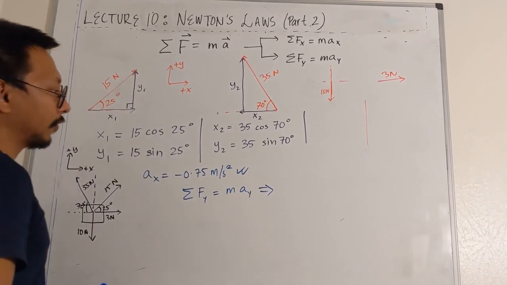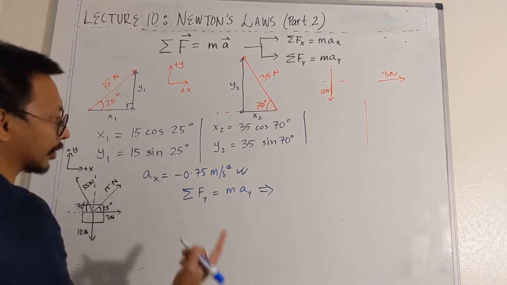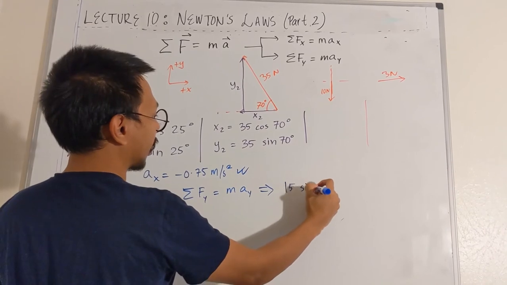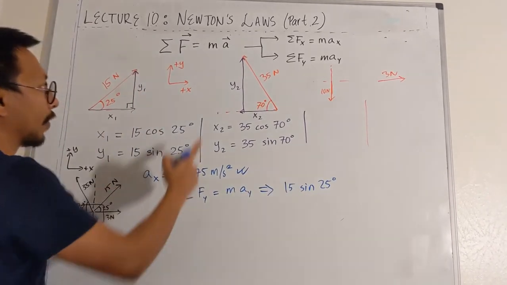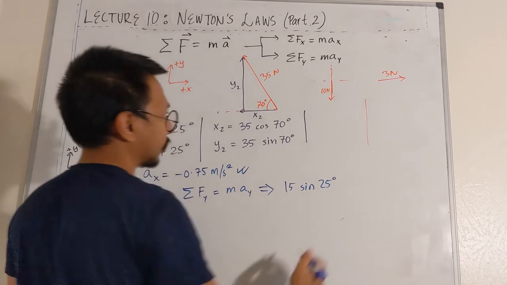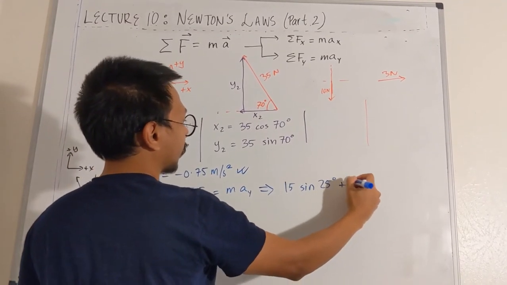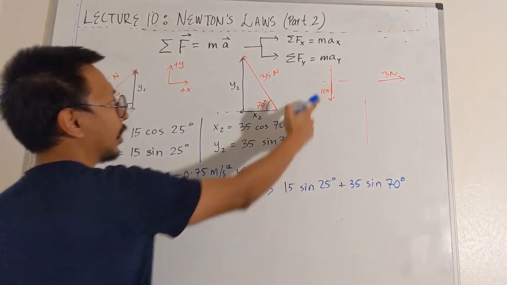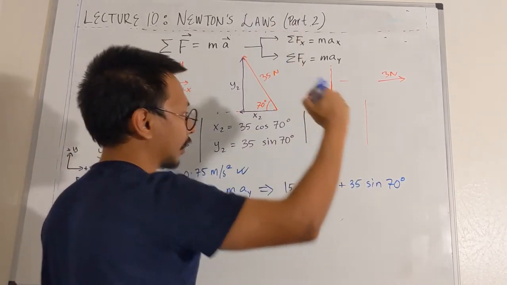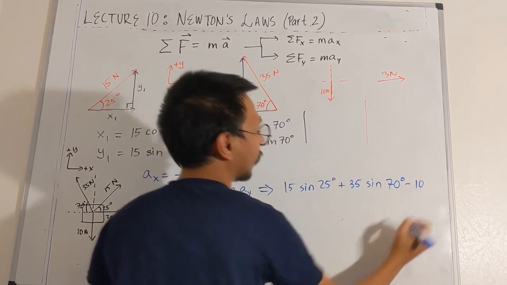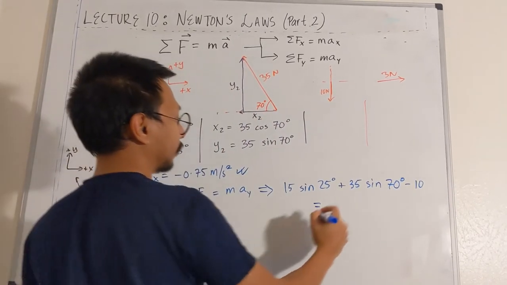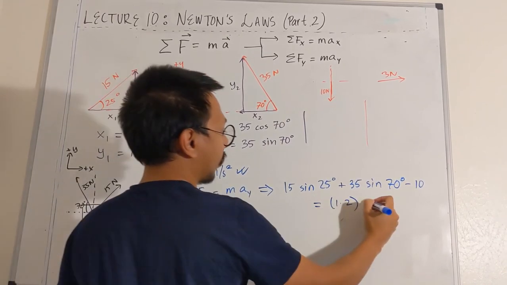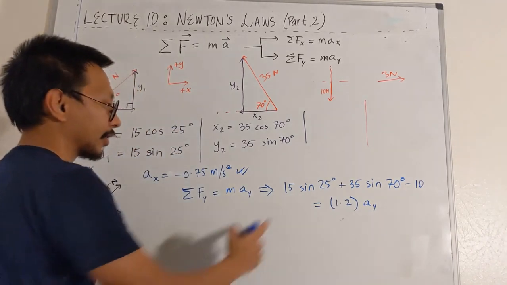In the y direction, what are the forces we have? We have y1, which is directed upward, so a positive direction, 15 sine 25. We have y2, which is also directed upwards, so positive again, plus 35 sine 70 degrees. Then we have 10 newtons, which is directed vertically downwards, so a negative vector, negative 10. This is equal to the mass of the box, which is 1.2, times ay, acceleration in the y direction.